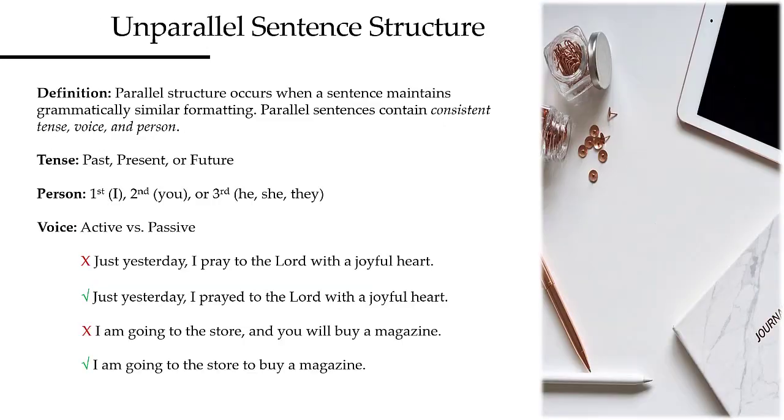Another way that sentences can disagree with themselves is through unparallel sentence structure. The definition of parallel sentence structure is that parallel structure occurs when a sentence maintains grammatically similar formatting. Parallel sentences contain consistent tense, voice, and person. So tense refers to past, present, or future. Person again refers to the first person of I, second person would be you, or third person he, she, or they. And then voice is that active versus passive.